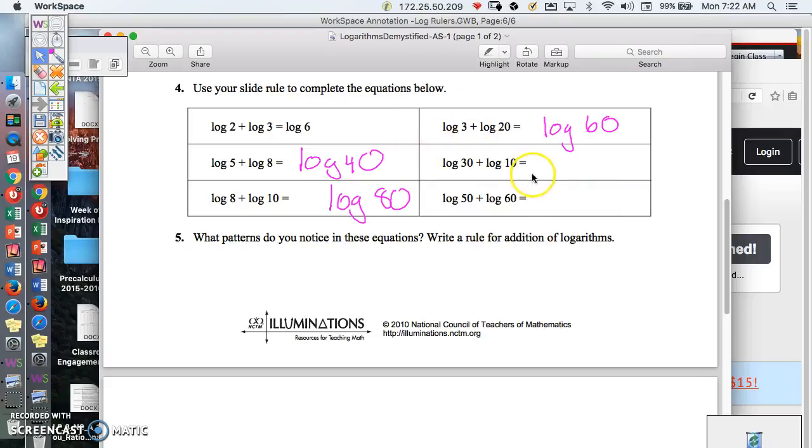50 and 60, it doesn't go that high either. Well, let's see, what pattern do you notice? Well, I notice we're multiplying here. So this would be the log of 300. And log of 3,000. So take a second there and see if you guys can write down any patterns that you see there.